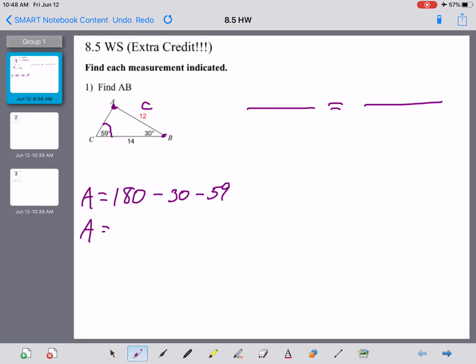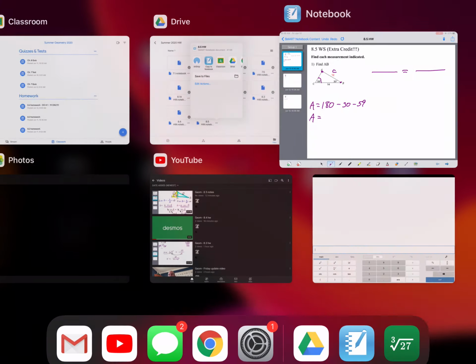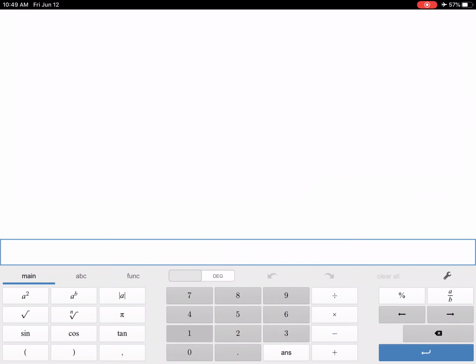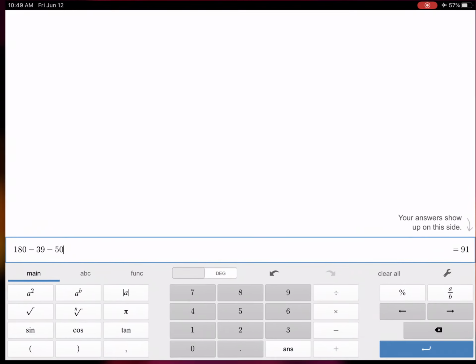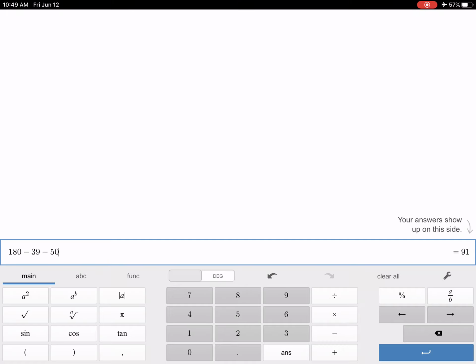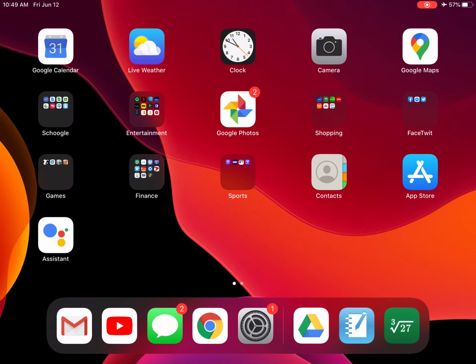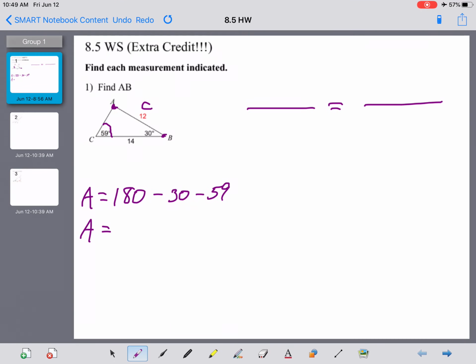So that's going to tell us that angle A is 180 minus 39 and minus 50. Let me double check that that was right. No, 30 and 59, excuse me. Oh, I got that wrong. Let's fix that, although the answer would have been the same. 180 minus 30 minus 59. Okay, so angle A is 91 degrees. Let me go ahead and write that in here.